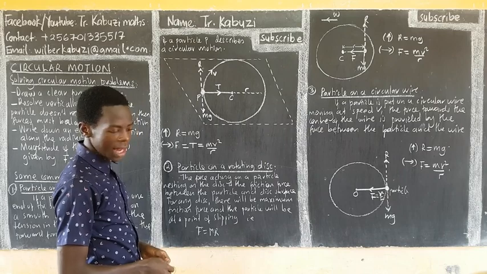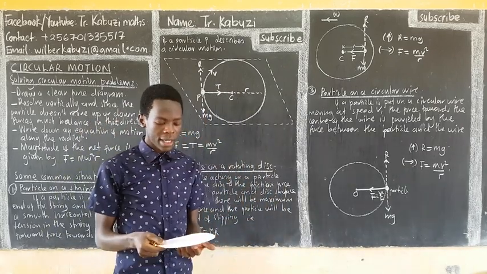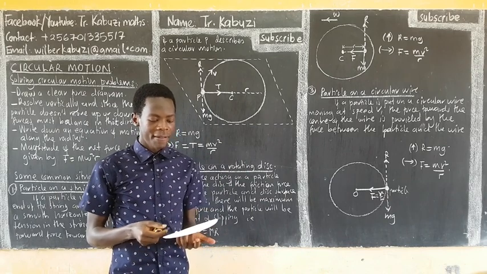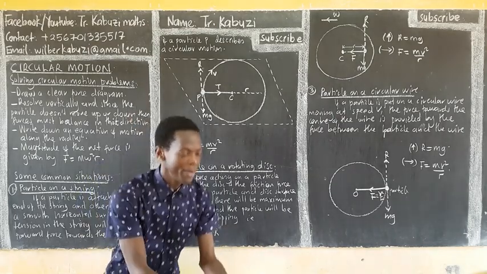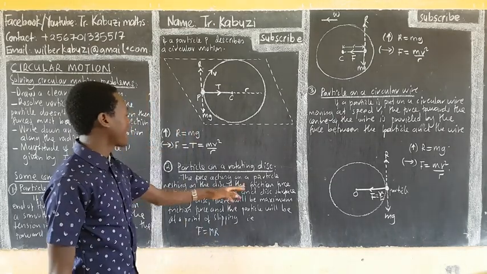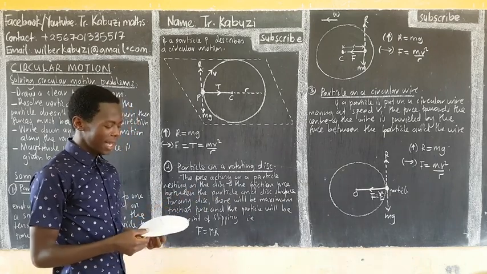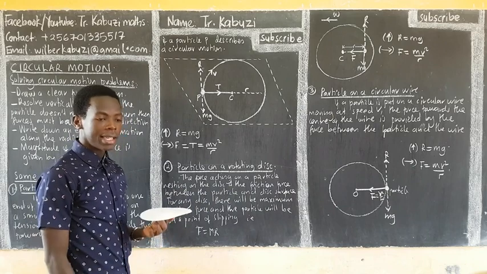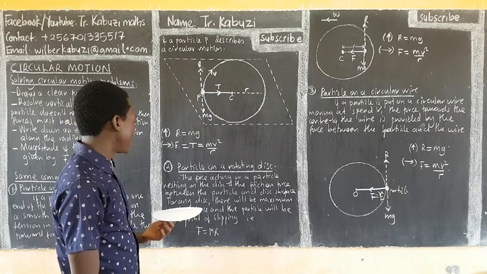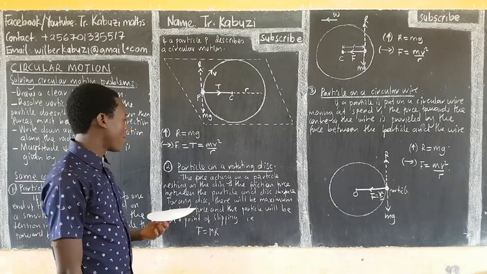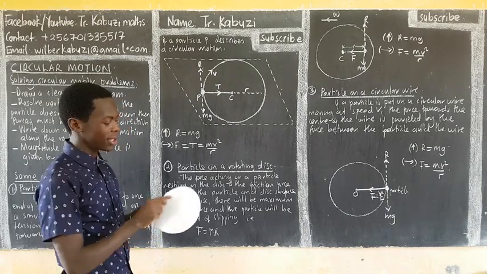Particle on a rotating disc. Now, if we have a disc here, this is my disc, and it is rotating like this, there is a point of slipping. The force acting on a particle resting on a disc is the frictional force, between the surface and the particle. For any disc, there will be a maximum friction force and the particle will be at the point of slipping. Slipping means it is going to slide away.